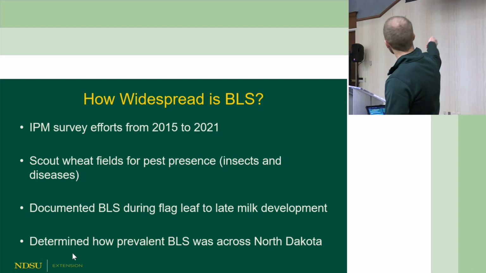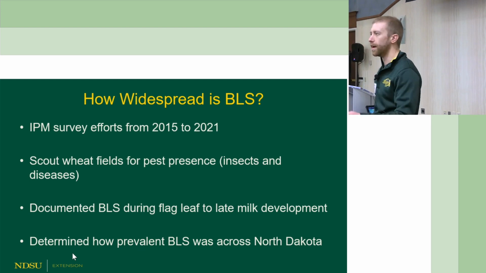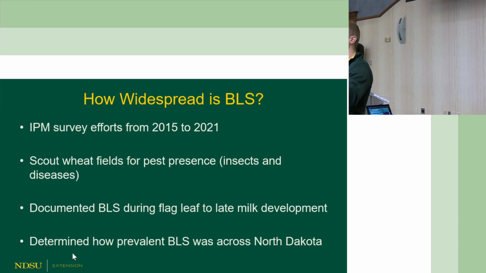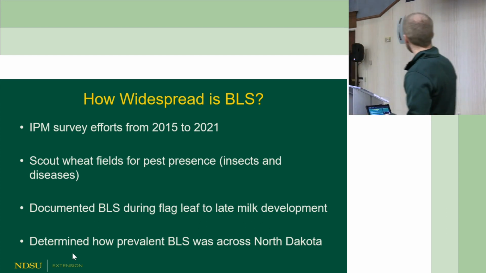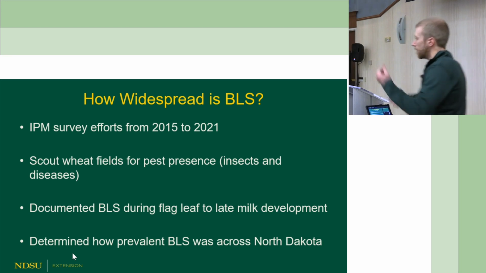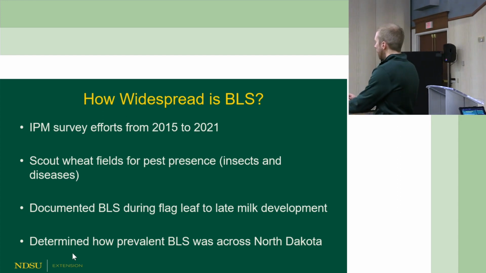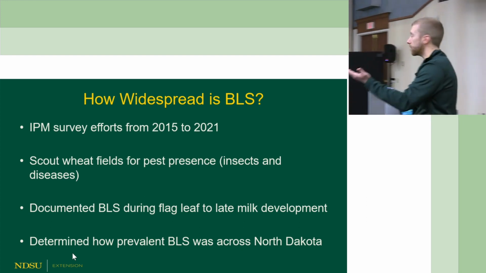So I went back to 2015 to 2021. I think there were only about 7,000 data points, so it wasn't too bad. Then, for me specifically, we looked at those fields documenting bacterial leaf streak between flag leaf and late milk development. In other words, I'm trying to target the time where we see bacterial leaf streak in the field. Once again, flag leaf is our starting point. And there are 2 values: how prevalent, so how many fields had bacterial leaf streak, and how much was within a field, which I called incidence.